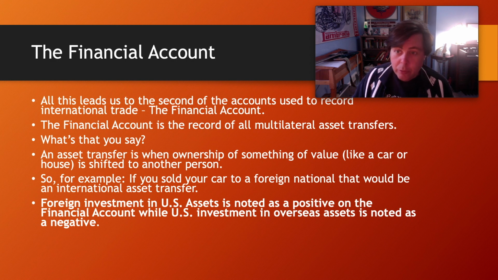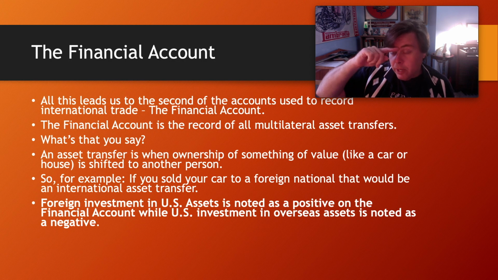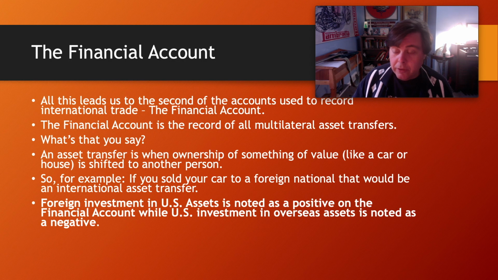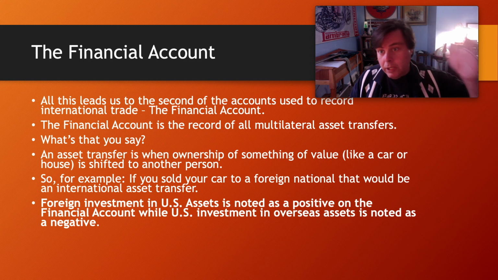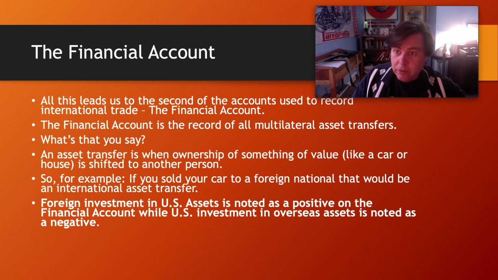And so as a consequence, we have what? We have a Canadian individual investing in domestic assets. And that gets noted as a positive on the financial account. So when we have inbound investment into the United States, it's recorded as a positive on the financial account. When we have outbound investment from the United States, it's a negative on the financial account.